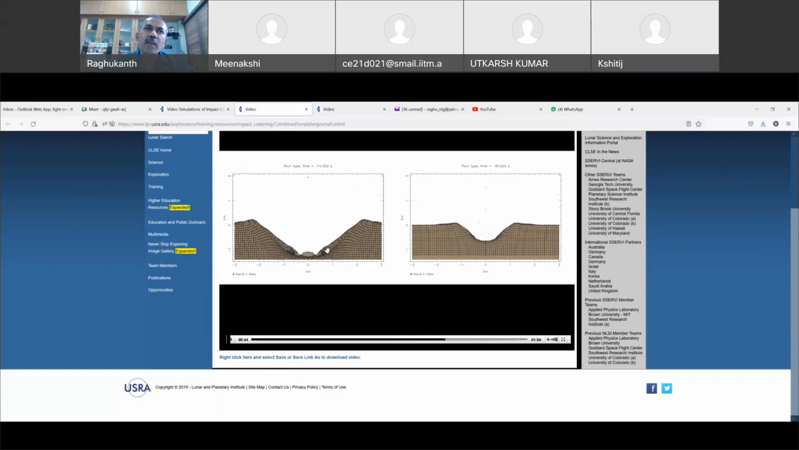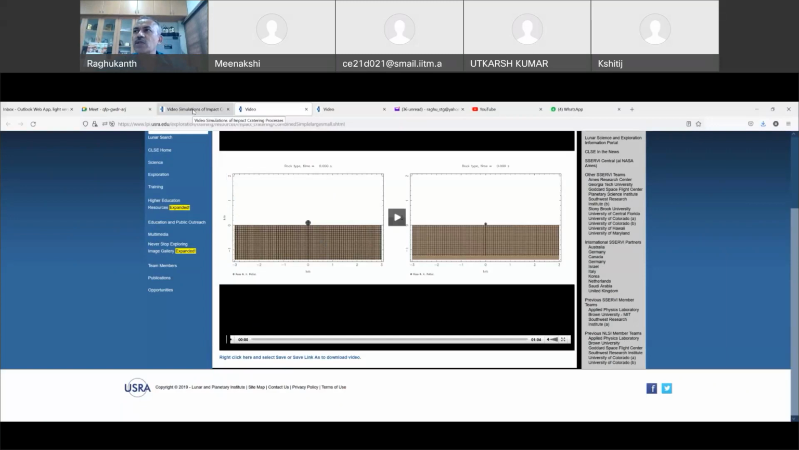Not only the central peak, the material from the rings, what is happening? All the material is coming to the center due to gravity. You followed? Because of gravity it comes up, and then in the center portion you will see this type of a small peak, which happens at the center itself. So these are some nice two-dimensional simulations they have done.